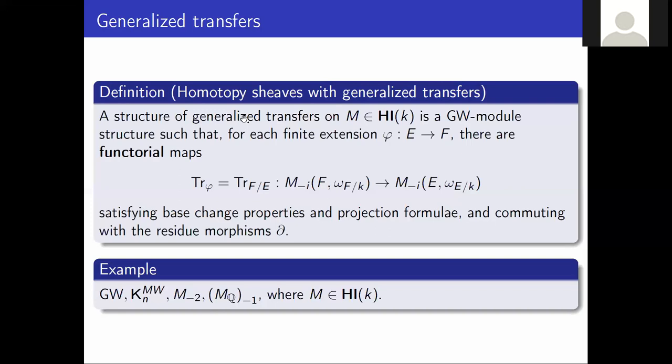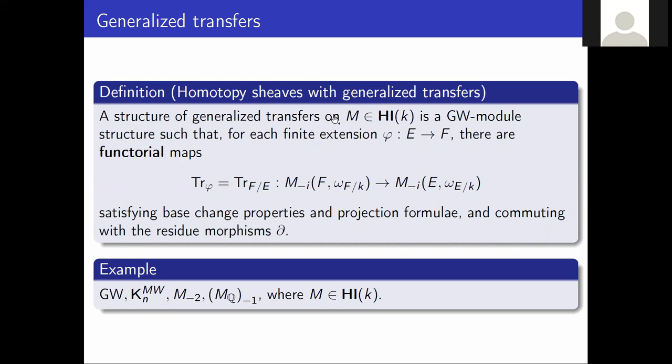First, we need a GW module structure. And first of all, we also need transfers, obviously. For any finite extension, we do have transfers like that. And there are some other axioms that make everything work together. But the main axiom is that the transfers are functorial. Like we've seen with Bass-Tate transfers, this assumption is not trivial at all. But for the definition, we do assume that.